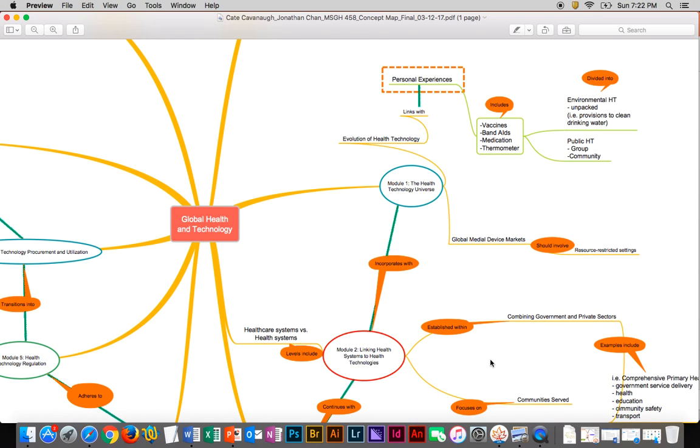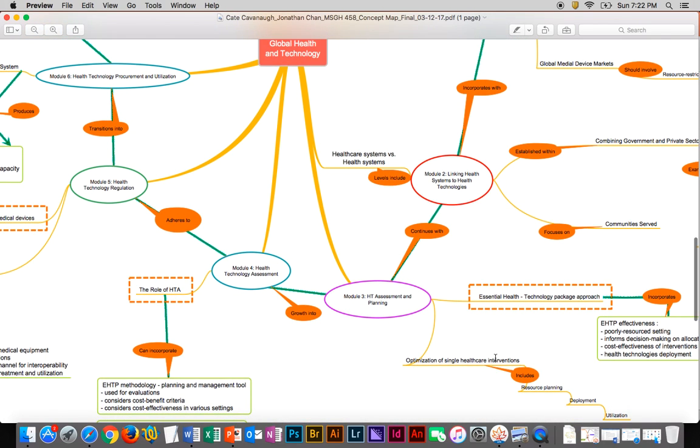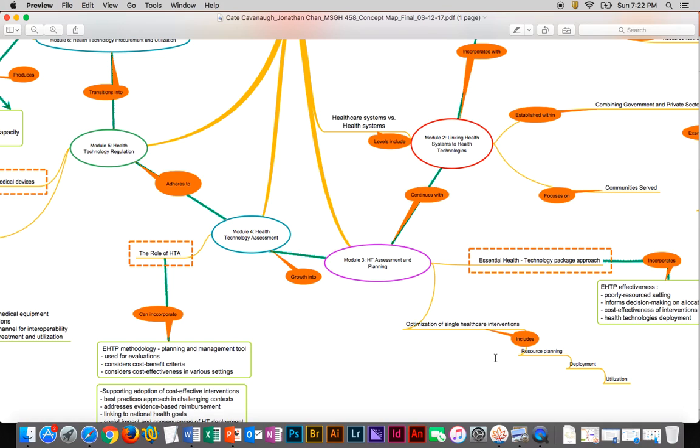As we move outwards and towards the section of the map that discusses modules 3 and 4, we can see the complexity of global health technologies come to light. Assessing the need for medical devices and planning for the procurement and implementation of such devices are necessary but intricate processes. Looking at the map, we can see that understanding the essential health technology package approach and the role of health technology assessments is imperative, and that they are also very closely linked.